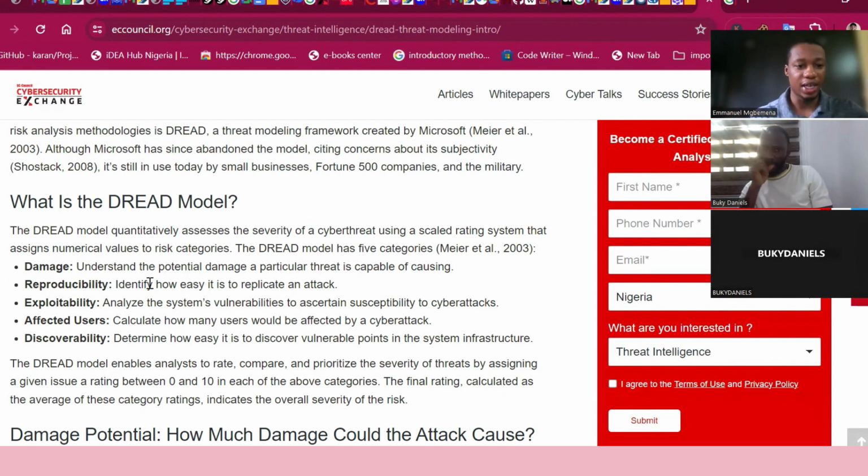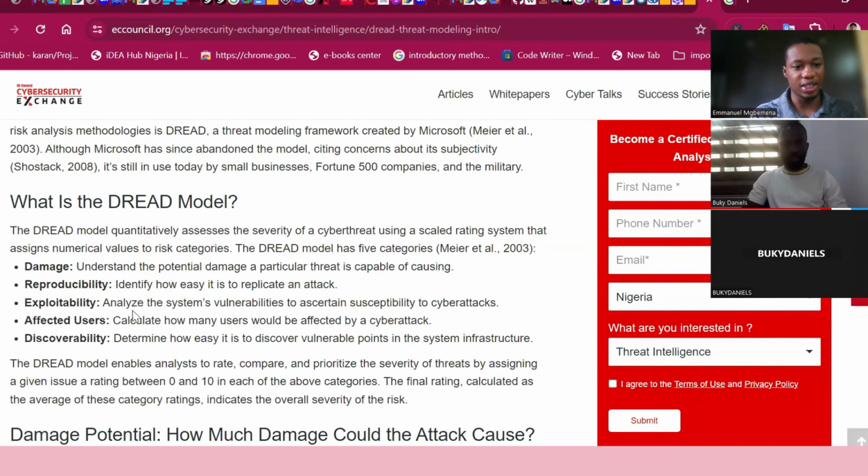Then reproducibility identifies how easy it is to replicate an attack. If you want to simulate an attack in your organization, say by doing penetration testing, let's try to see if we can attack or gain access, then how easy is it? If it's easy, then you need to prioritize it.